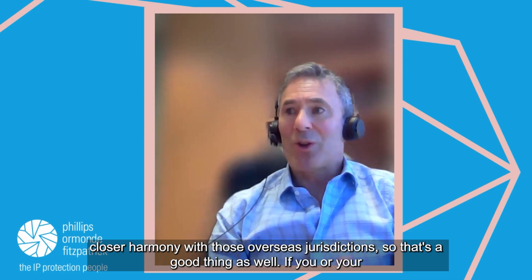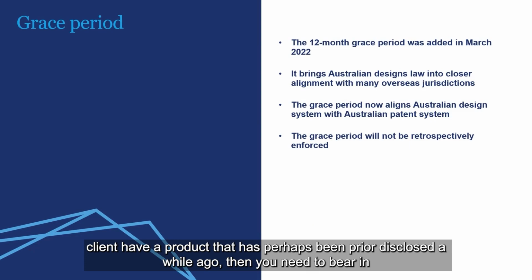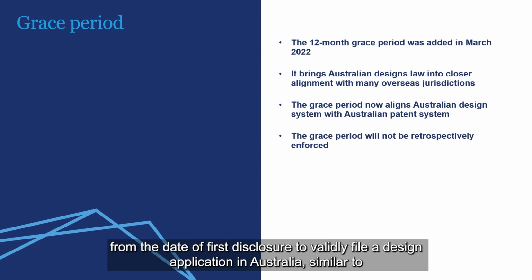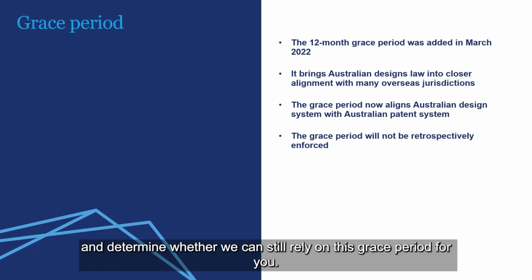If you or your client have a product that has perhaps been prior disclosed a while ago, then you need to bear in mind and pay careful attention to when the first disclosure date was, because we only have 12 months from the date of first disclosure to validly file a design application in Australia, similar to overseas. But something to bear in mind, make careful note of when that first disclosure was and determine whether we can still rely on this grace period for you.